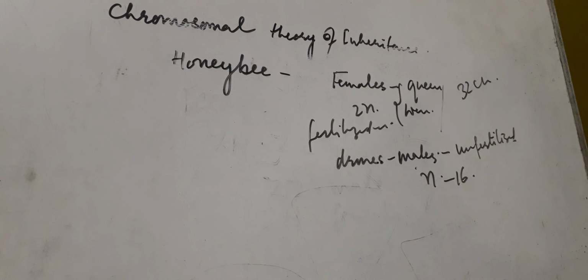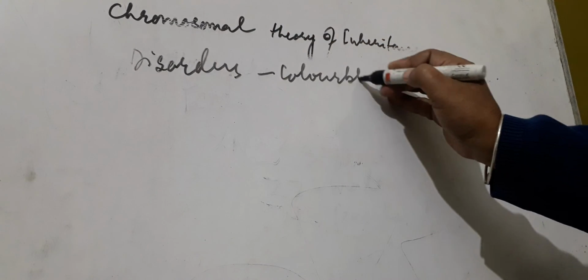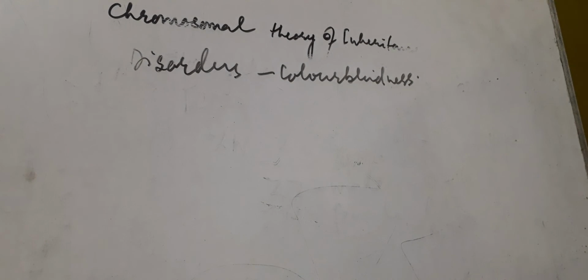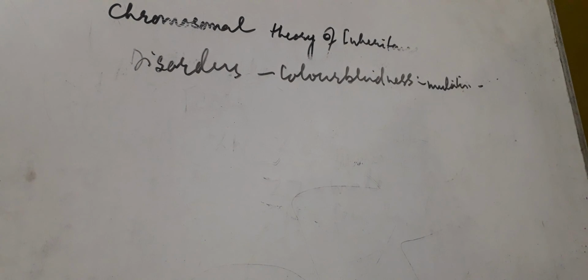Now some disorders. Color blindness is a sex linked recessive disorder. Some persons have no discrimination of red and green colors. Due to a defect in either the red or green cone of the eyes, there is failure to discriminate red and green color. This defect is due to mutation in certain genes. About 8% of males suffer from this.